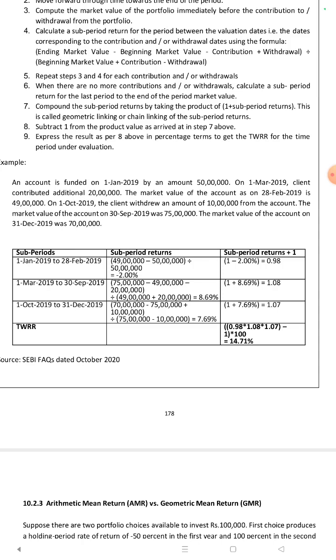The 1st Jan to 28th Feb: 49 lakhs minus 50 lakhs divided by 50, that is 2% negative. 1st March to 30th September: 75 lakhs minus (49 lakhs plus 20 lakhs), divided by 49 lakhs plus 20 lakhs.